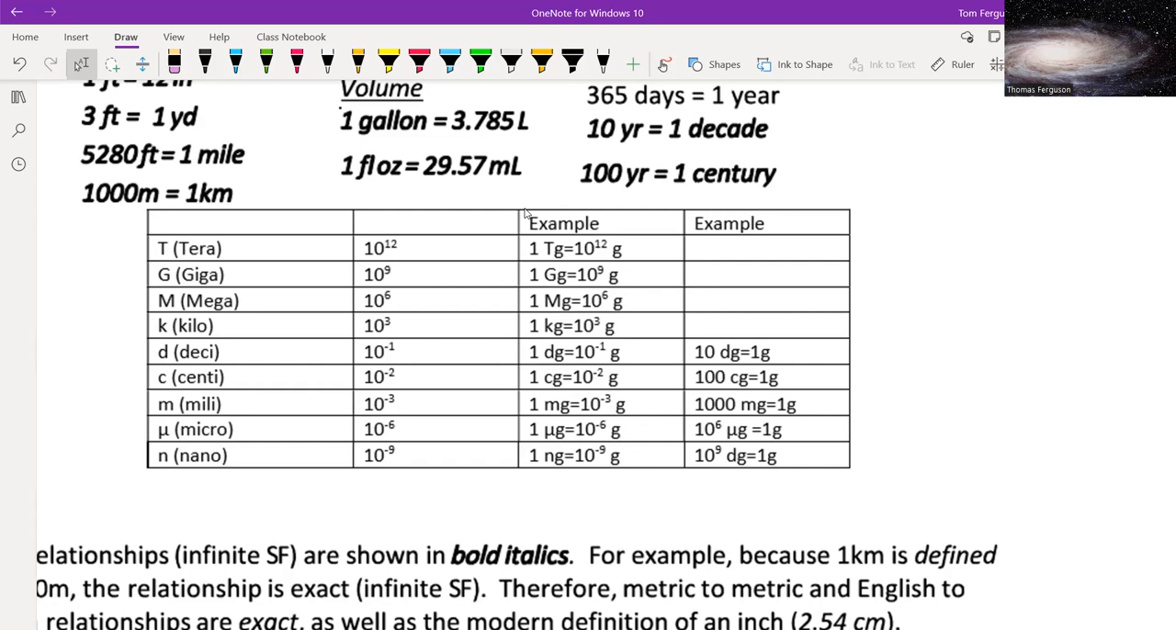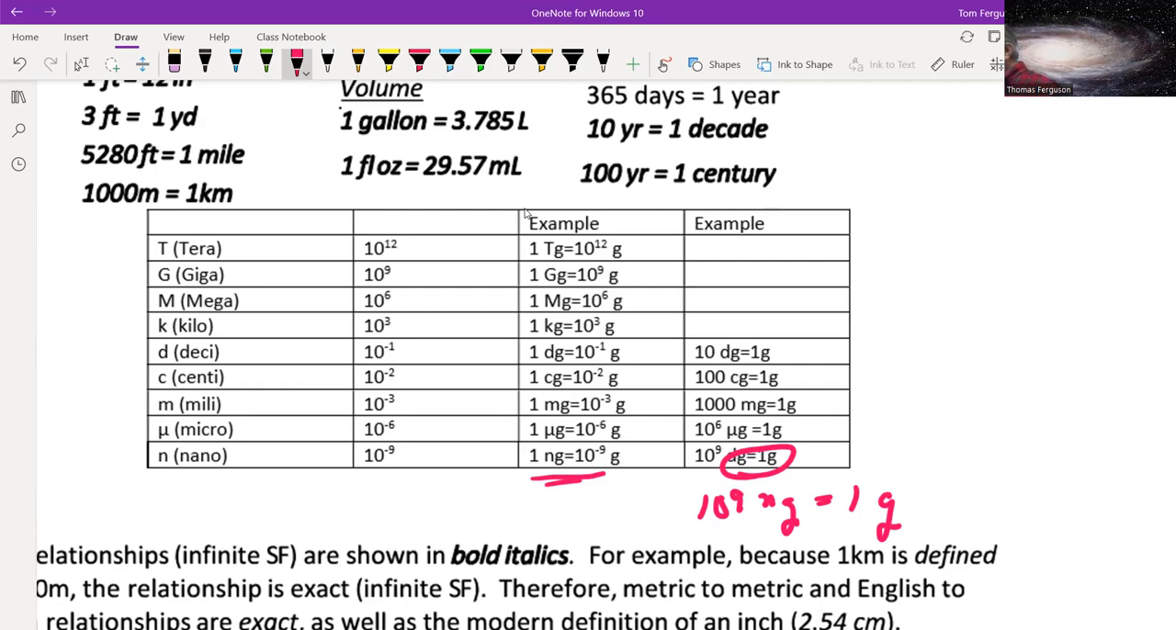And how many? This should be an NG here, not a DG. DG is decigram. Okay, so we can either go one nanogram is 10 to the minus 9th grams, one conversion factor, or there are a billion nanograms in 1 gram. Both of those are valid conversion factors.